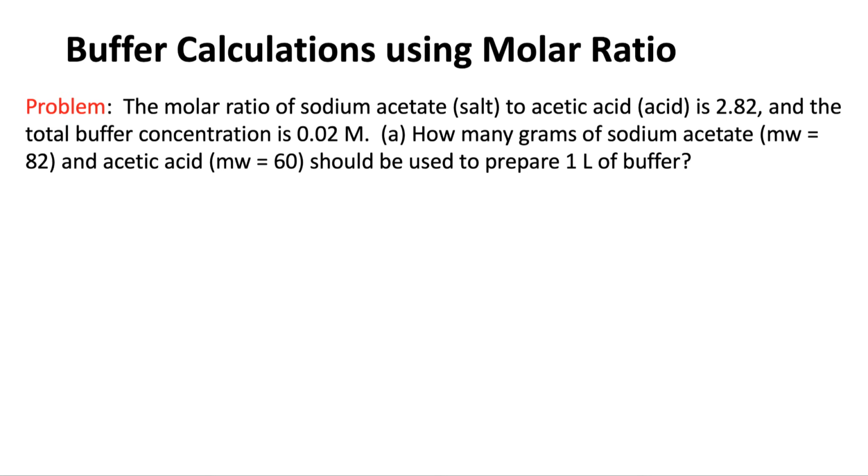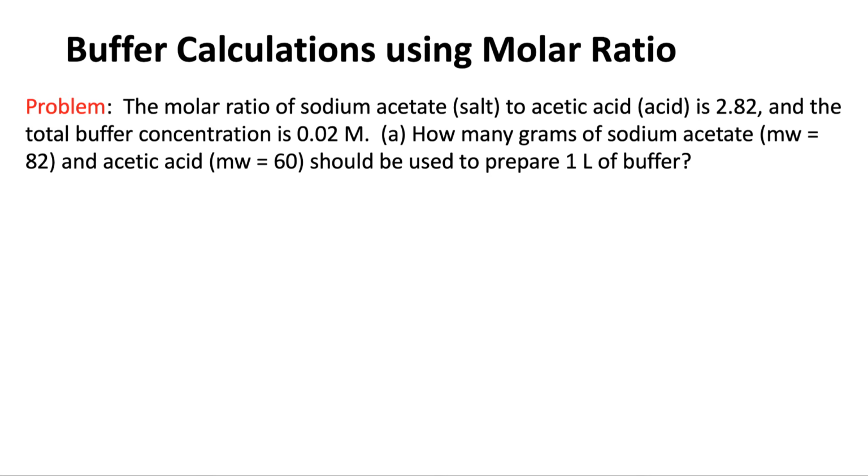So, continuing from the last question, the molar ratio of sodium acetate, the salt, to the acetic acid, which was the acid, is 2.82. We just calculated that. Now the total buffer concentration is going to be 0.02 molar. What we want to solve for is how many grams of sodium acetate, with a molecular weight of 82, and how many grams of acetic acid, with its molecular weight of 60, would need to be used to prepare 1 liter of this buffer solution.